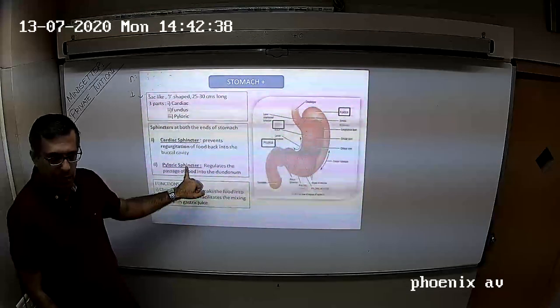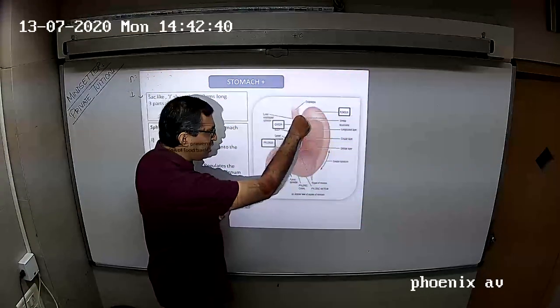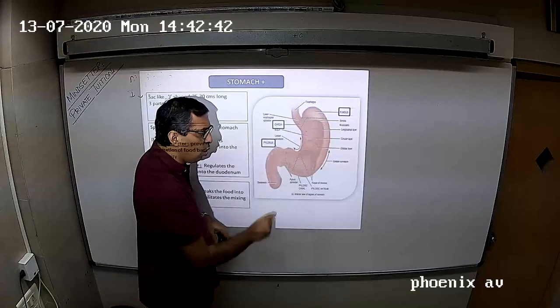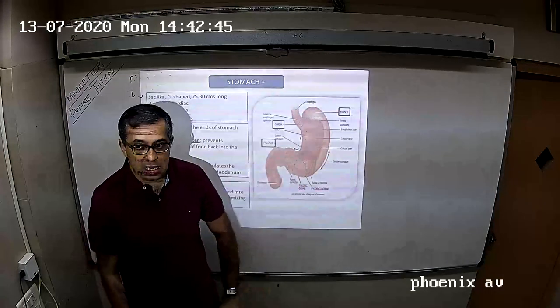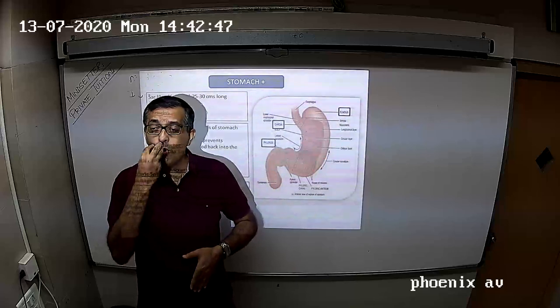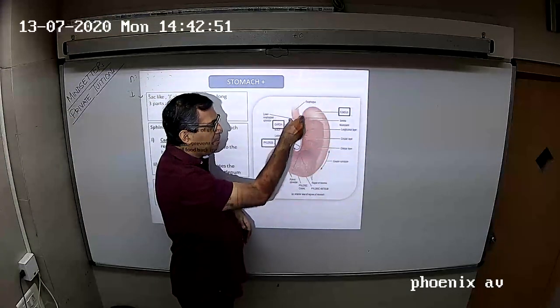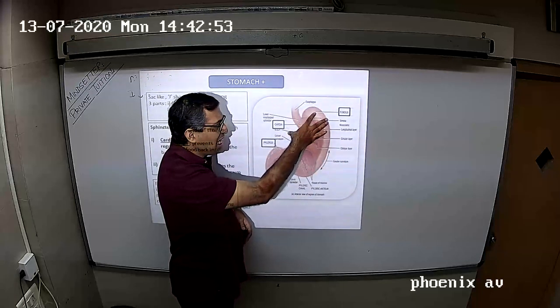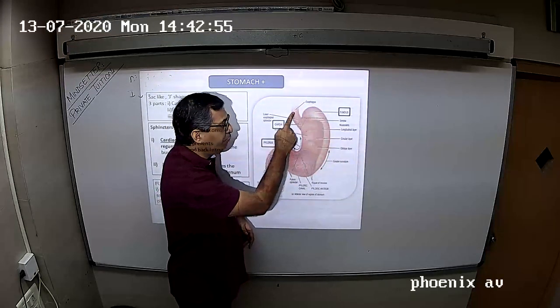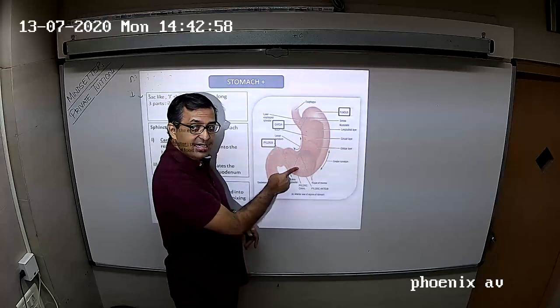And stomach opens into the duodenum, that is the small intestine, guarded by a sphincter which is called the pyloric sphincter. And cardiac sphincter is closed, pyloric sphincter is closed, and the stomach at the moment is empty. Now when you eat food, sabse pehle in esophagus there will be peristalsis. Cardiac sphincter will open and food will enter into the stomach.